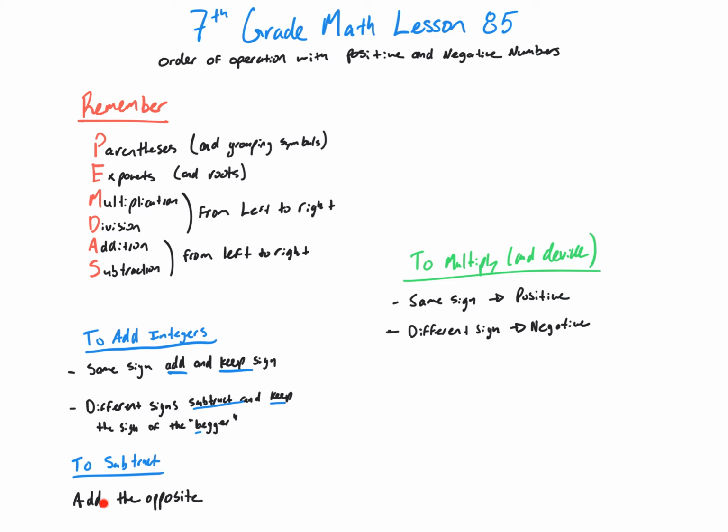And to subtract, you add the opposite. So if you had 3 minus 2, it'd be the same thing as saying 3 plus the opposite of 2, which is negative 2. And then you'd refer back to this rule, since they have different signs. I'd subtract 3 minus 2 and keep the sign of the 3. So this would just come out to be 1. And then also remember, if you are multiplying, if they have the same sign, the answer always comes out to be positive. If they have different signs, it comes out to be negative.